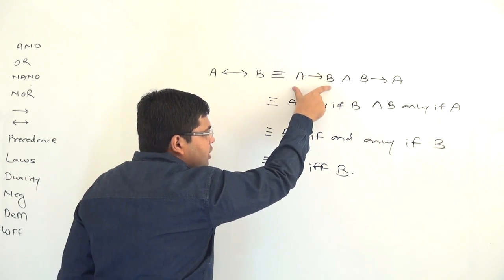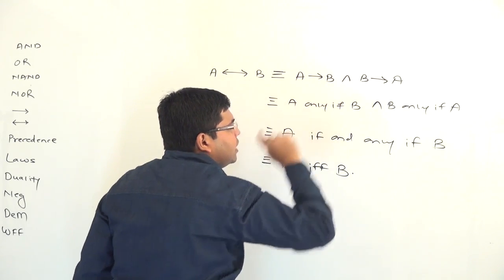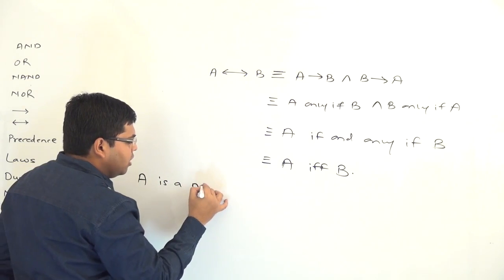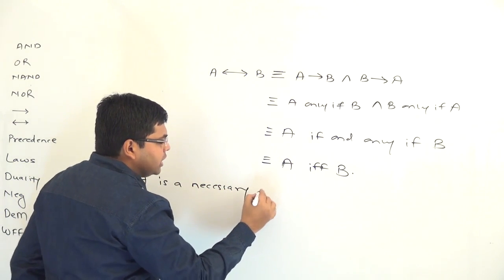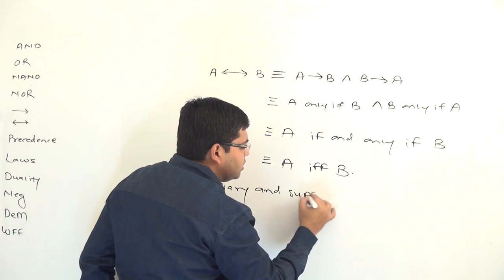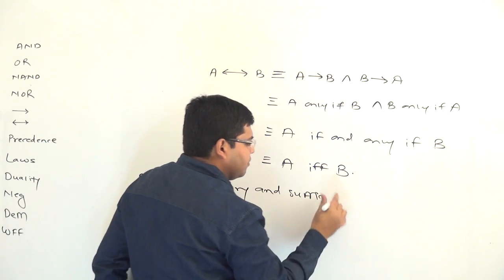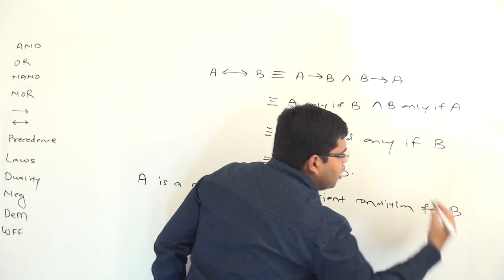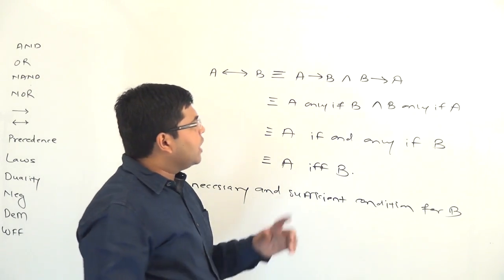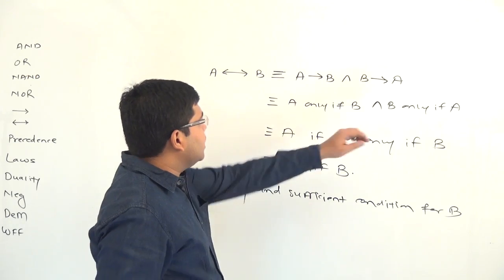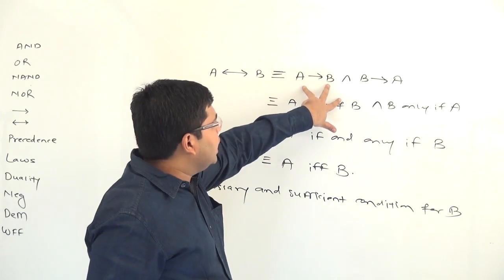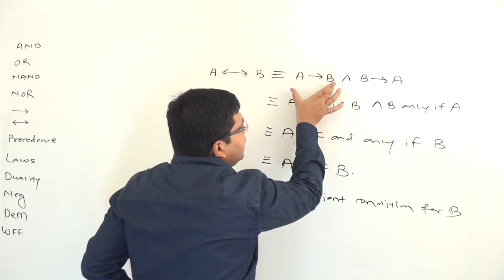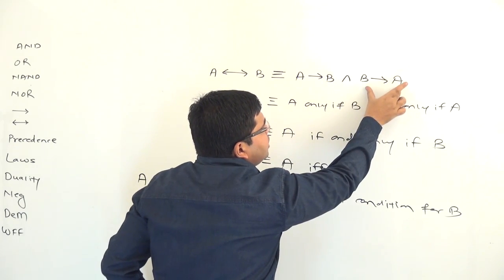So A is a sufficient condition for B and A is a necessary condition for B, and this can be written as A is a necessary and sufficient condition for B. Similarly, we can write it in the other direction also. How? Here B is a necessary condition for A and B is a sufficient condition for A, and these have been ANDed. So B is a necessary condition and a sufficient condition for A.